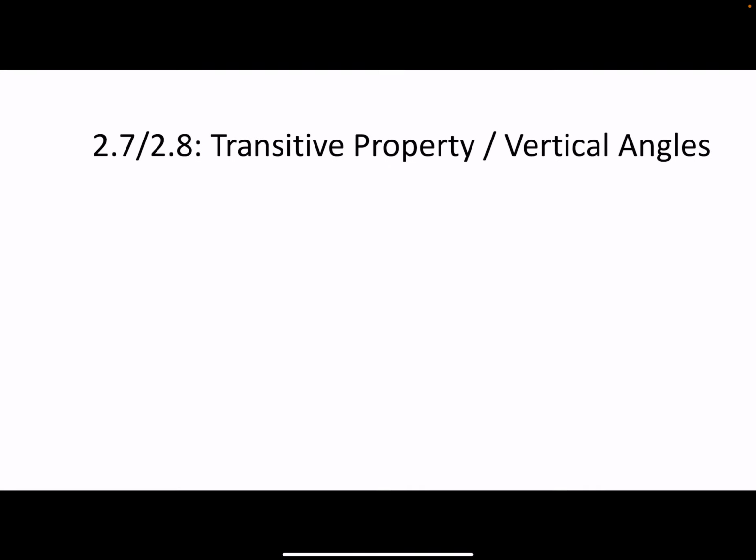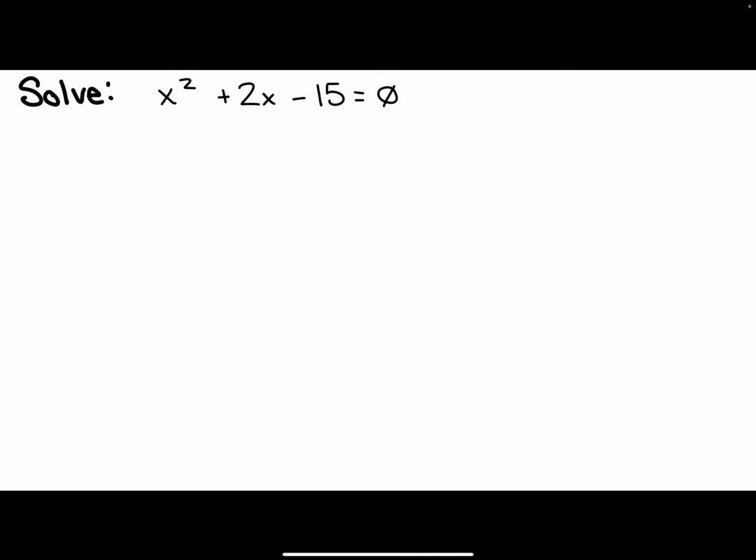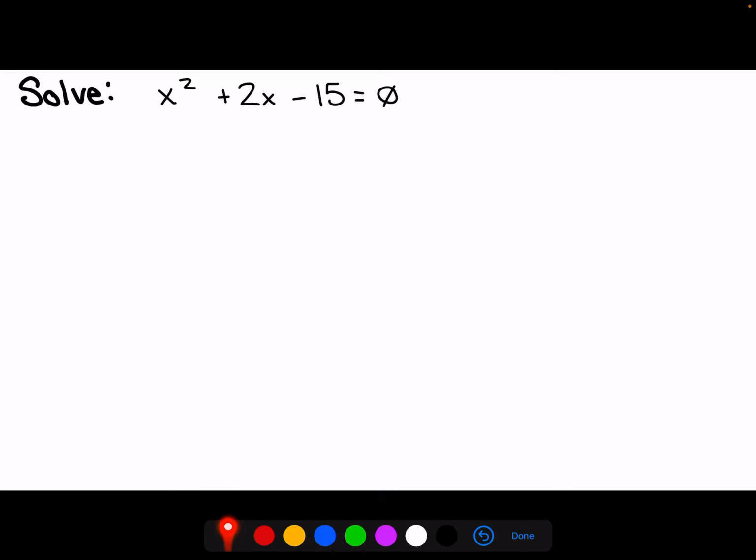All right, today we're going to be covering 2.7 and 2.8, transitive properties and vertical angles. So let's go ahead and get started. We're going to begin by factoring. So we have x squared plus 2x minus 15 equals 0.